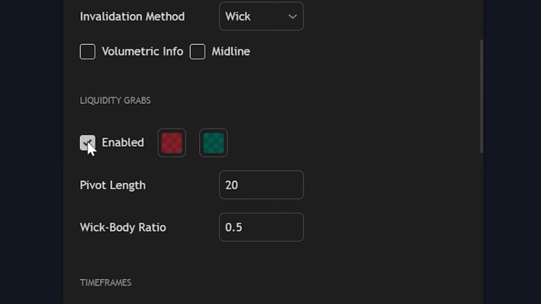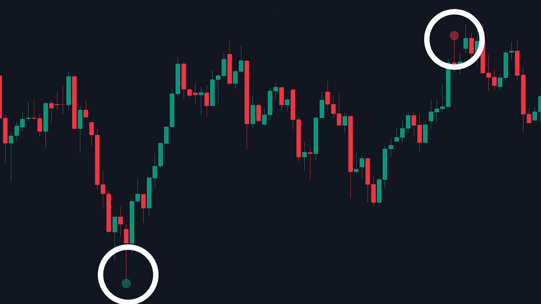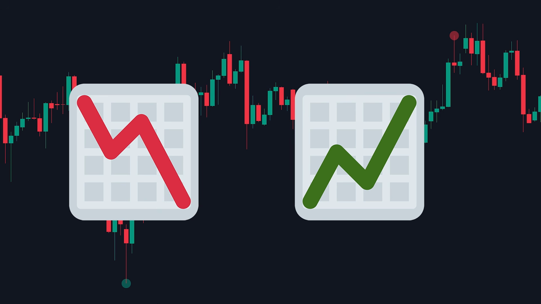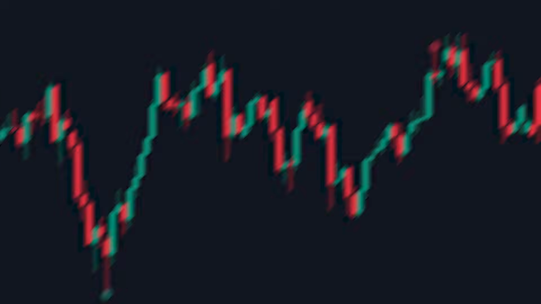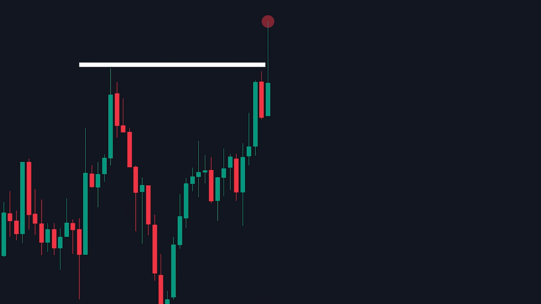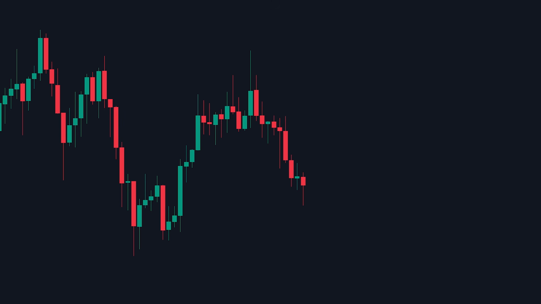When you apply it to the chart, you'll notice red and green circles appearing at key levels. These represent bearish and bullish liquidity grabs respectively. When price wicks above a previous swing high, the indicator identifies it as a bearish liquidity grab, signaling a potential downward movement is developing. Similarly, when price wicks below a previous swing low, it is marked as a bullish liquidity grab, indicating a possible upward move is in progress.